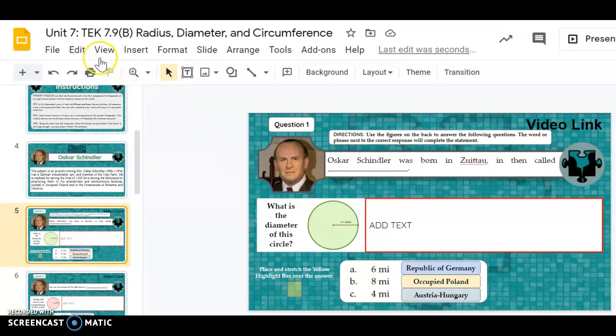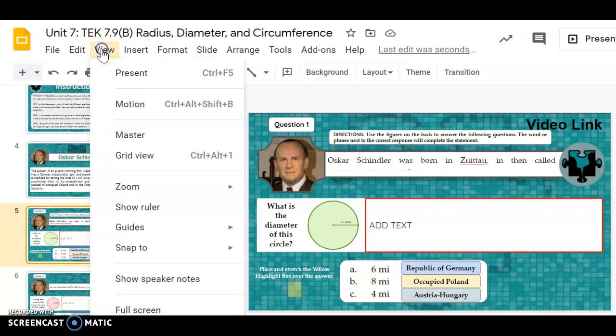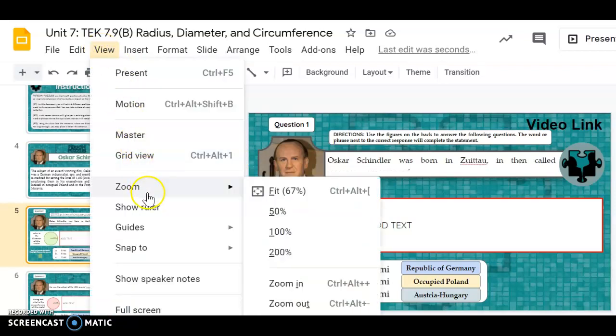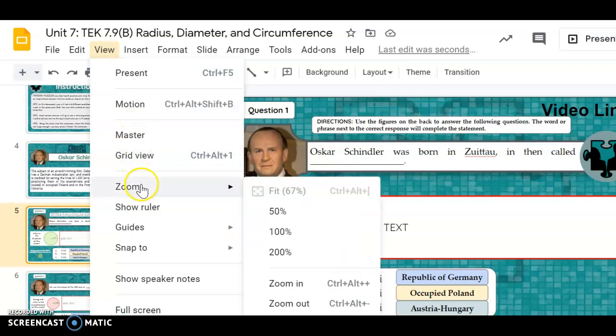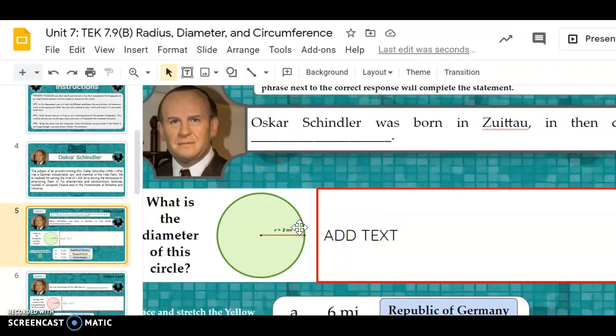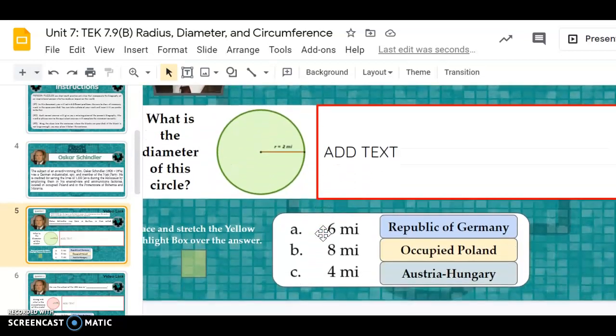So what I want you to do is go up to here where it says view, and you can go into zoom. Fit is 67. It just makes it a tiny bit bigger. You can go back up to view again, go to zoom. You can make it 100% bigger. Oh, look, we can see it. We can see the number 2 right there. So that's what I want you to do.